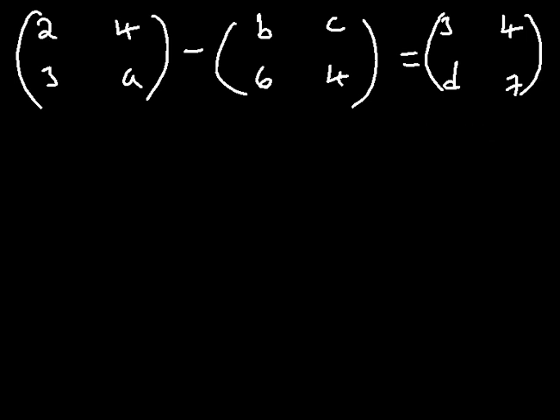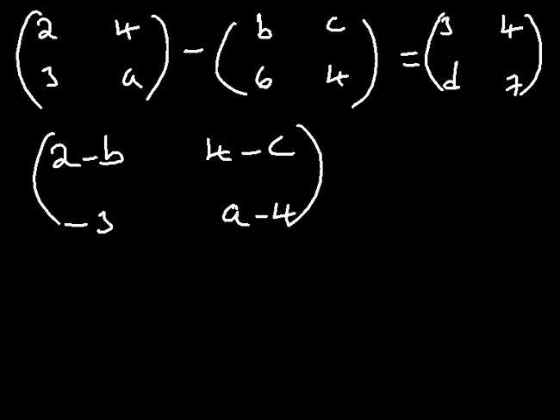So in this case, these matrices are actually being subtracted. So we'll have 2 minus B, since they are like terms, then 4 minus C, and 3 minus 6 we have negative 3, and A minus 4. Now we have a 2 by 2 matrix that will be given as 3, D, 4, 7.